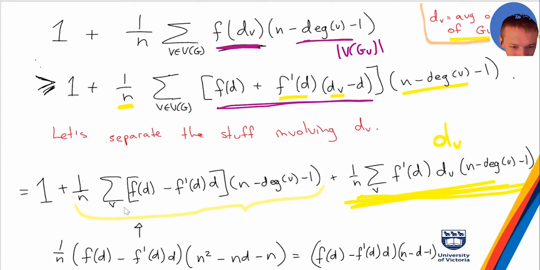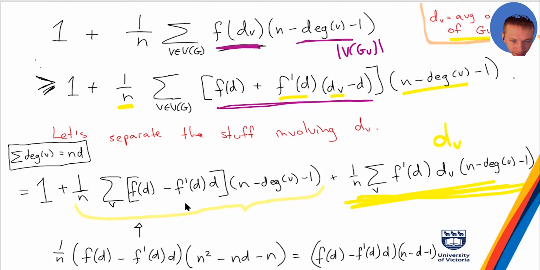Let's focus on this one here, the stuff that doesn't involve dv, and I can simplify that quite a bit. How did I do this? Because I know what the sum of the degrees is in G. If I sum up the degrees, of course that's twice the number of edges, but I don't want to write it that way. I want to say that if I sum the degrees, it's n times the average degree. So it's nd, because if I divide by n, that's the definition of the average degree.